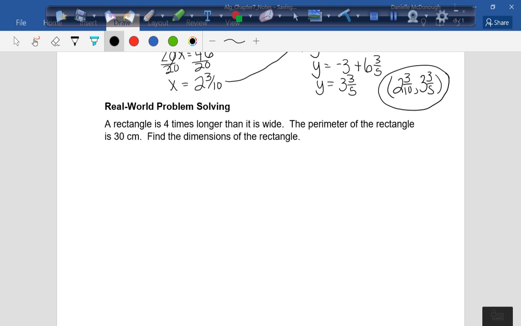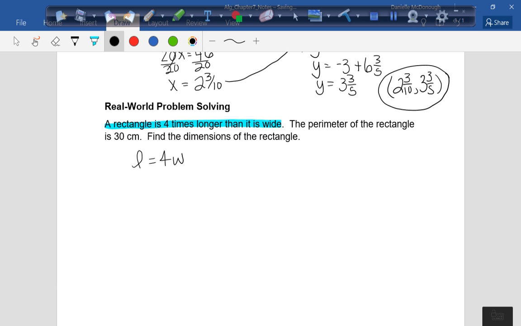And here's one way that you can apply this. So it says a rectangle is 4 times longer than it is wide. The perimeter of the rectangle is 30 centimeters. Find the dimensions of the rectangle. So if I look at this first statement right here, I'm going to write an equation for that. A rectangle is 4 times longer than it is wide. So the length is equal to 4w because it's 4 times longer than it is wide.